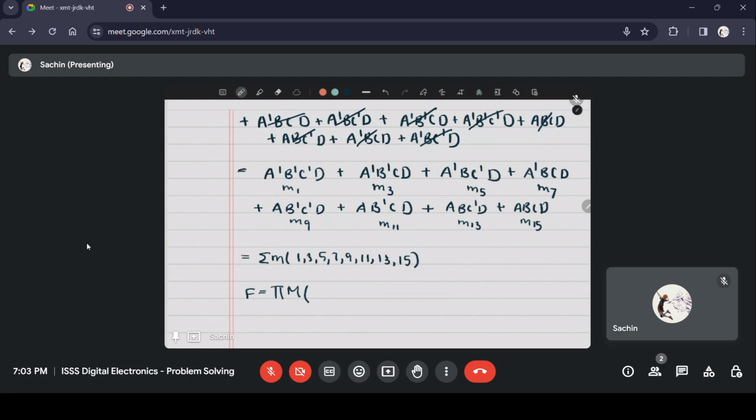So to write the product of max terms, you need all those input combinations which will give you a 0. So these are the remaining input combinations. So we get product of 0, 2, 4, 6, 8, 10, 12, 14, 16.